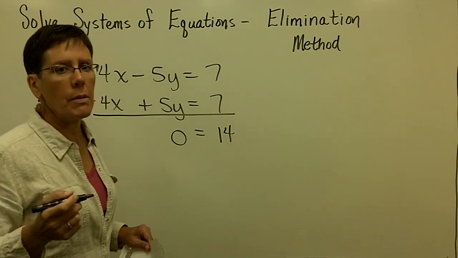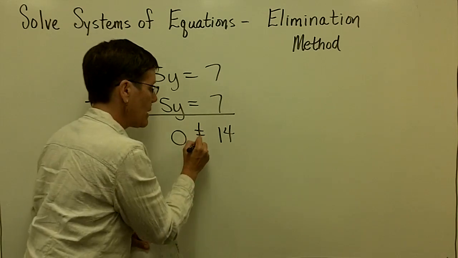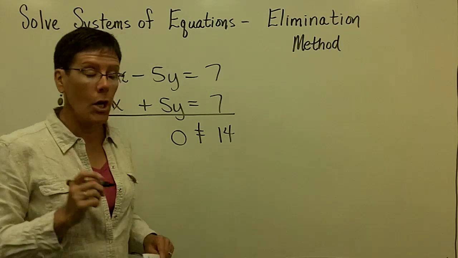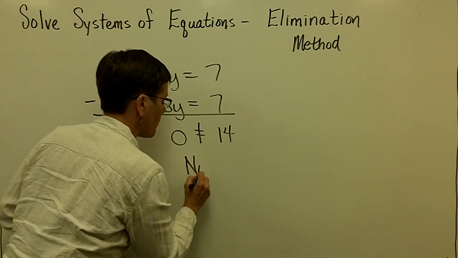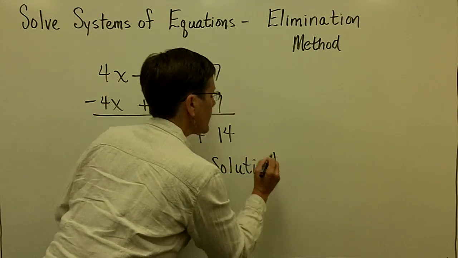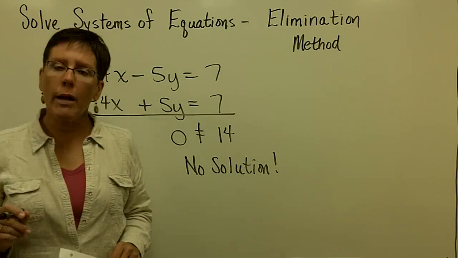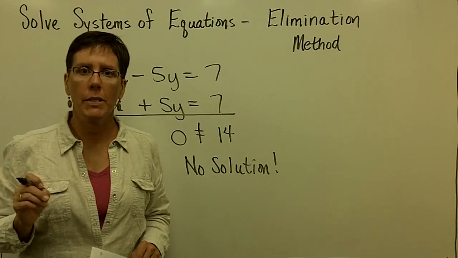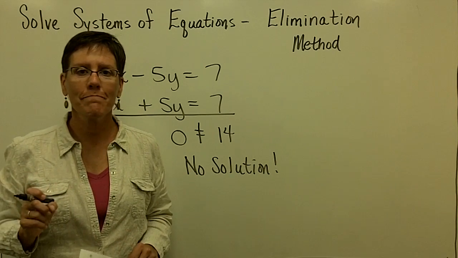But if you get a statement that is not true, there is no solution to this system of equations. It is that situation where the graphs of those two lines don't intersect because they are parallel to one another.